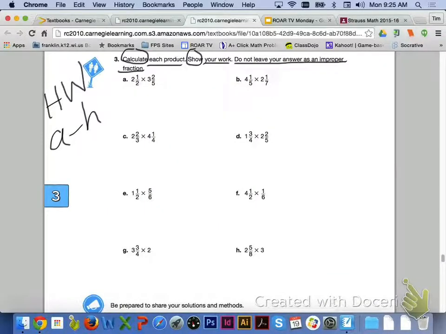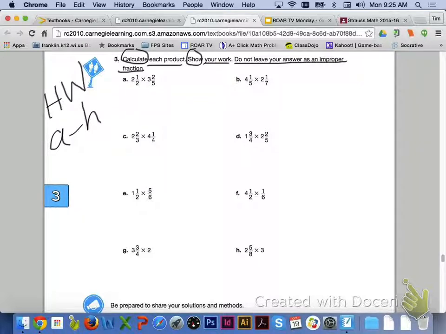If we take a look at page 198, this is going to be your homework for tonight. I would like you to do letters A through H for number 3. You're going to calculate each product, show your work, and make sure that you do not leave your answer as an improper fraction. Make sure that you simplify it. We've had a variety of different strategies as far as multiplying fractions, so please use whatever method that you feel the most comfortable with.